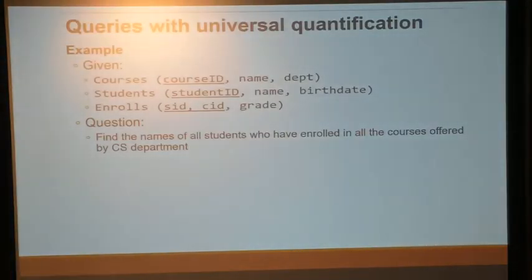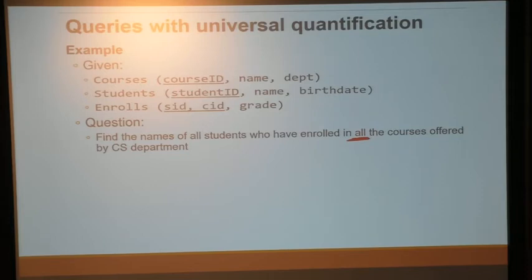Okay, so we will not be doing this for now. That's lecture 7A. What we'll be doing for now is the end of lecture 6. Remember, we stopped here. Okay, there's a query with universal quantification. So what does it mean to have a query with universal quantification? For example, you have something like this question here. Find the names of all students who have enrolled in all the courses offered by the CS department. So this part is a universal quantification.